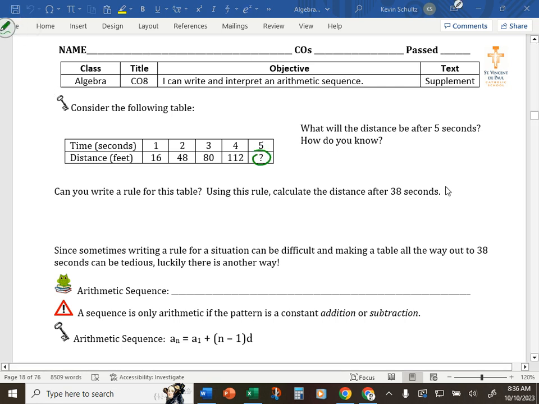And then the real challenge, because we talked about algebra, is identifying and extending patterns. That's a big part of it. Is to figure out the distance of this object after 38 seconds without having to continue the table, right? Because 38 is really far from 5. So, first of all, what will the distance be after 5 seconds?